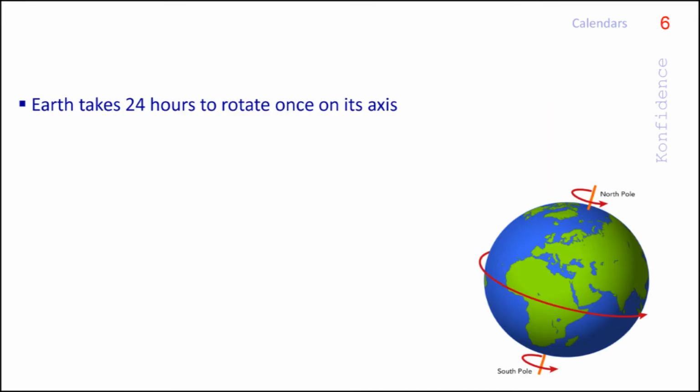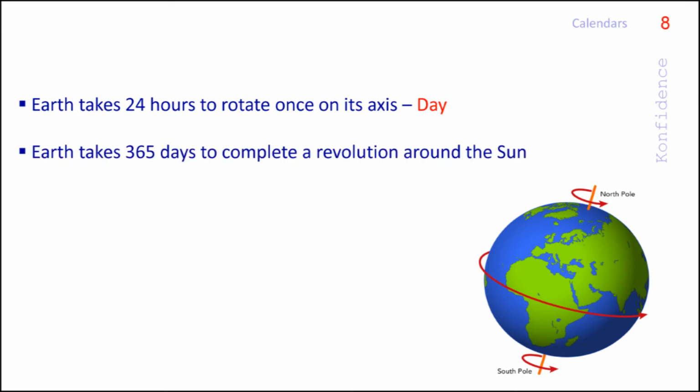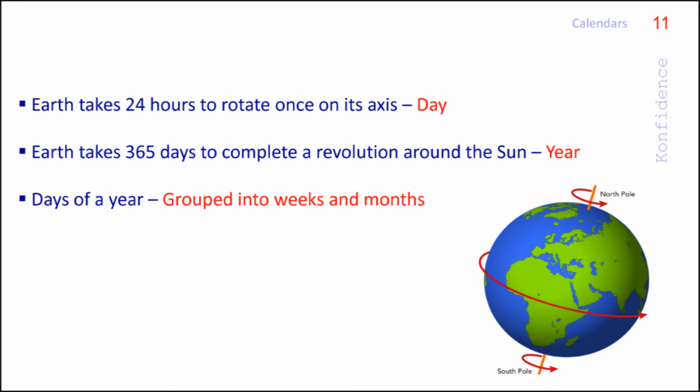We know the Earth takes 24 hours to rotate once on its axis. We call that a day. The Earth takes 365 days to complete a revolution around the Sun. This time period is what we call a year. The days of a year are grouped into weeks and months, and all these form part of a calendar.